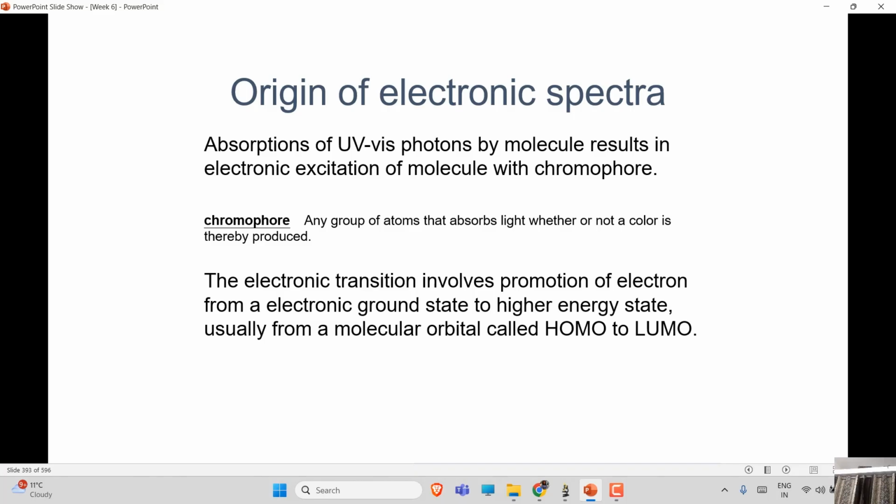Now, the origin of electronic spectra. Absorption of UV-vis photons by a molecule results in electronic excitation of molecules with a chromophore. A chromophore is any group of atoms that absorbs light, whether or not a color is thereby produced. The electronic transition involves promotion of an electron from an electronic ground state to a higher energy state, usually from a molecular orbital called HOMO to LUMO.